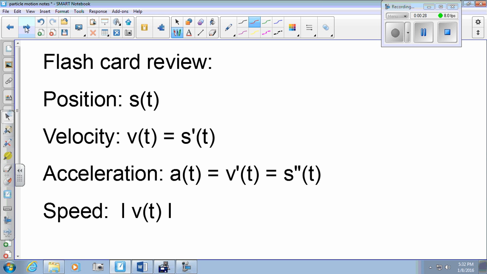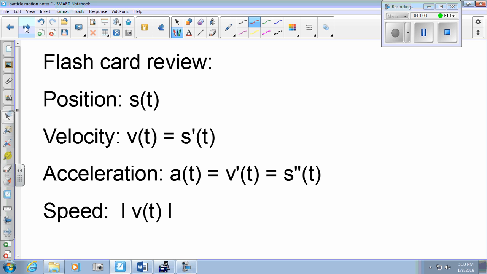Position, remember, is given by s of t. Velocity is the rate of change of your position with respect to time. So since it's a rate of change, that means it's the derivative of position with respect to time. So s prime of t. The acceleration is the rate of change of velocity with respect to time. That means that acceleration is the derivative of velocity and the second derivative of position.